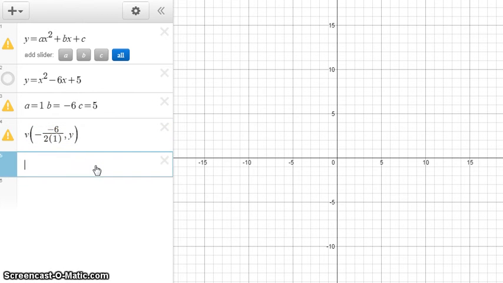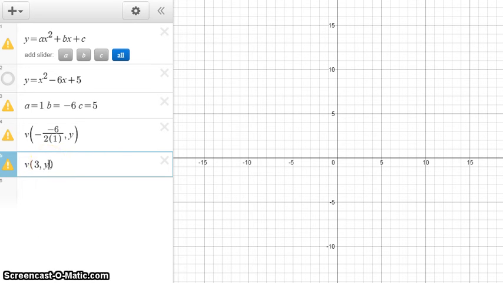Alright, so my vertex is a point, either minimum or maximum. In this case, my leading coefficient is positive, so I know this is going to be my minimum. -(-6) becomes 6 over 2, I have 3. So the x coordinate of my vertex is 3. But I still don't know what my y coordinate is. So how do I find the y coordinate? Think about that.